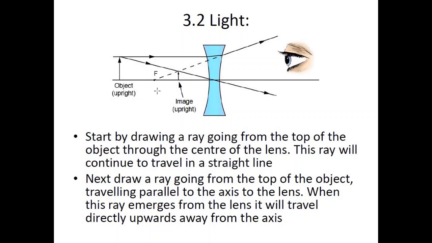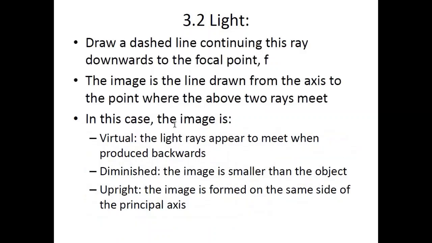Here is the f, the focal length, and over here the image is formed. Start by drawing a ray going from the top of the object through the center of the lens like this, and another ray would be drawn straight and then it would be diverged out. This ray would be extrapolated in the form of a dashed line. At the point at which this dashed line and this second line meet would be where the image would be formed. In this case, the image is virtual, the image is diminished, and the image is upright.